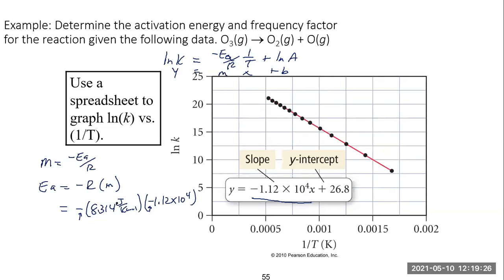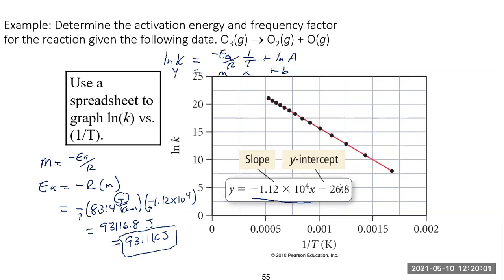We put it in there, 8.314, and we will end up with 93116.8. The units here would actually be joules in this case. And since activation energy is typically in kilojoules, maybe we'll do a little dividing by 1,000, which gets us 93.1 kilojoules, the activation energy for this reaction. Any questions on how I calculated that there?